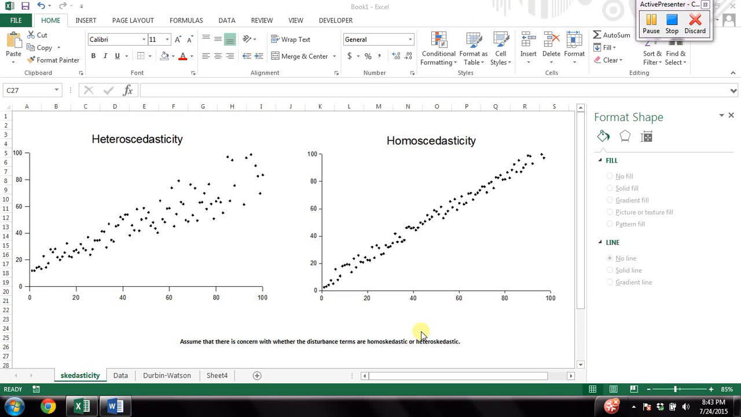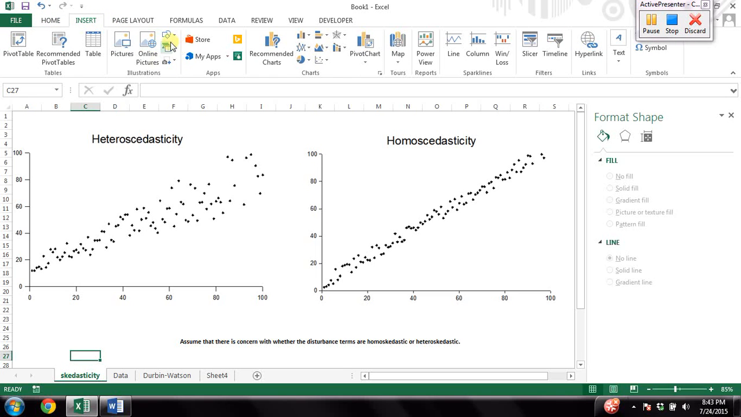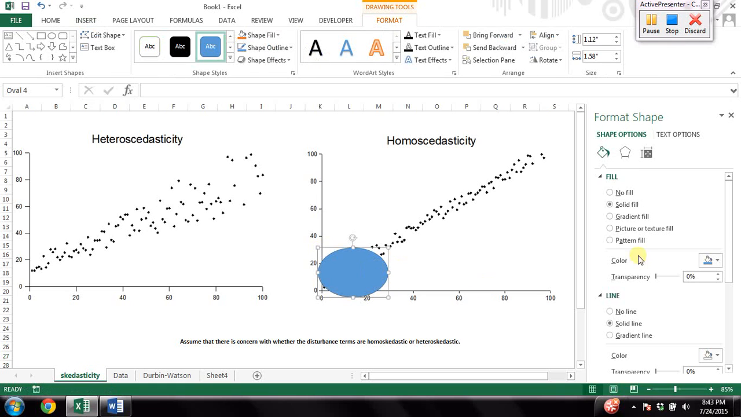Alright, so the first part asks you about heteroscedasticity and homoscedasticity. First, let's talk about what each of these mean. Take a look in this graph, which I got just straight from Wikipedia. If you just Google this word versus this word, you can find these respective graphs. So take a look at the data, all these little points inside this blue circle.